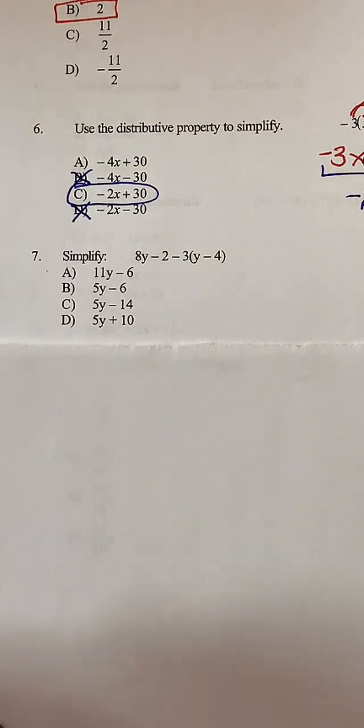Number 7. So we're going to simplify. We have 8y minus 2 minus 3y minus 4. It's not evaluating because we're not substituting anything. We're going to simplify. That means combining like terms after we do a little bit of order of operations. All right, not a problem.